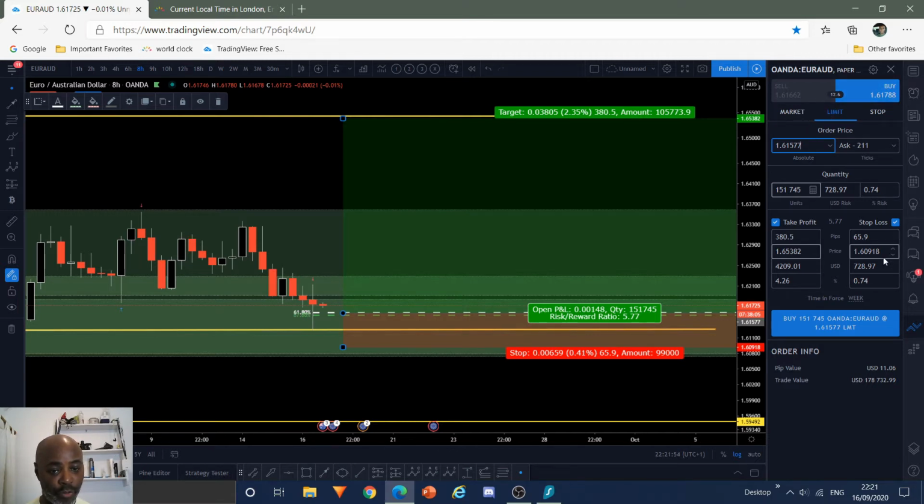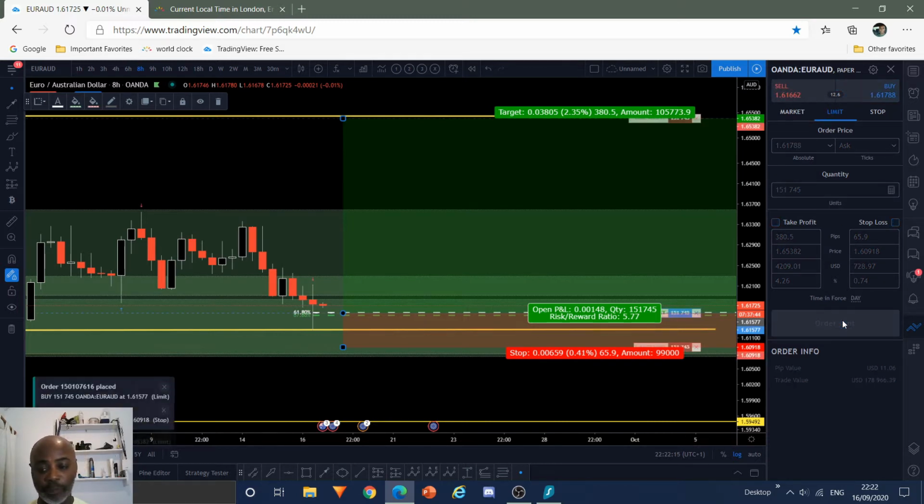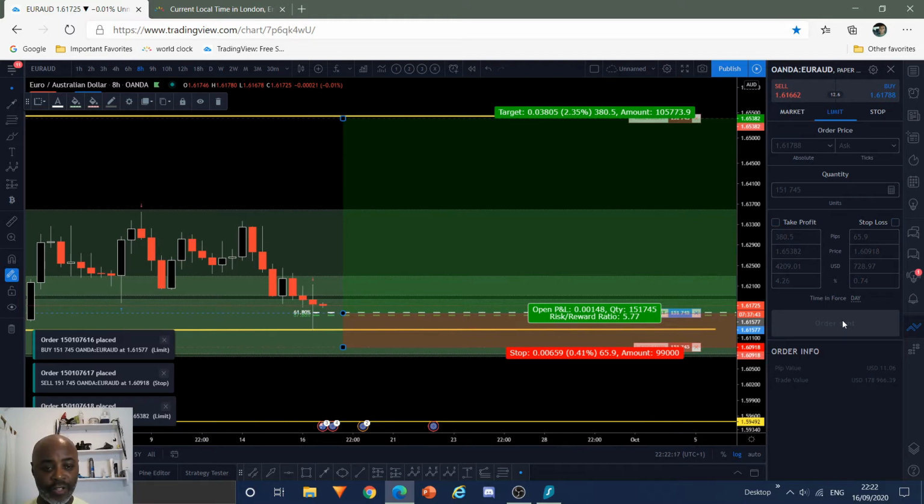And what we want to do now is set up the risk in this trade. 74% is what we're risking. I'm happy with that. The smaller the amount I can risk, the less is the risk to my account. So let's enter that limit order, buy on a limit. There we go. So there's that limit order entered.